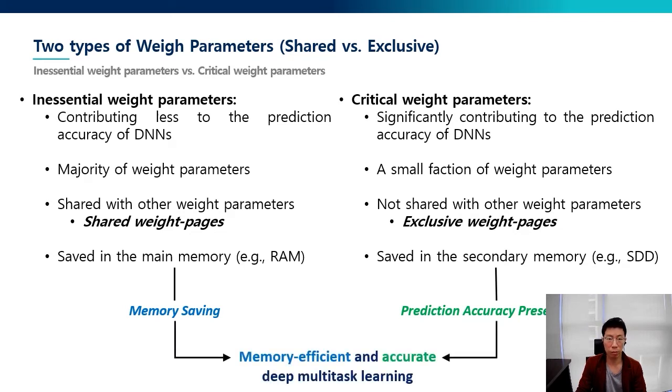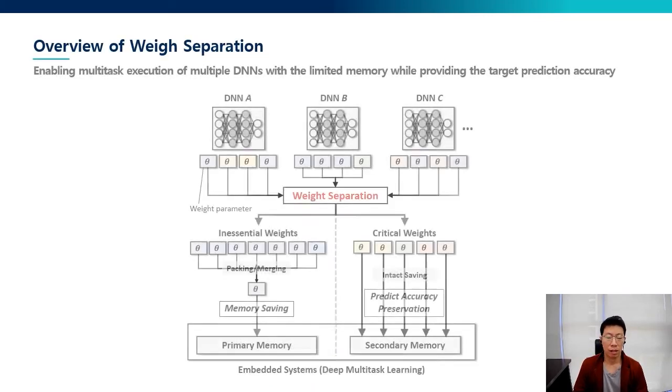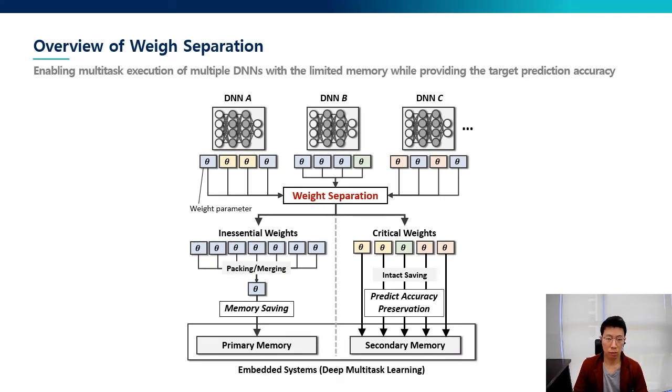Those two types of weight parameters, shared weight parameters and exclusive weight parameters, are distributed between the main memory and the secondary memory in order to simultaneously achieve two seemingly incompatible objectives, that is, memory saving and prediction accuracy preservation. This figure illustrates the overall concept of weight separation, where weight separation enables deep multitask learning execution of multiple deep neural networks, DNNs, with limited system memory, while providing the desired target prediction accuracy.